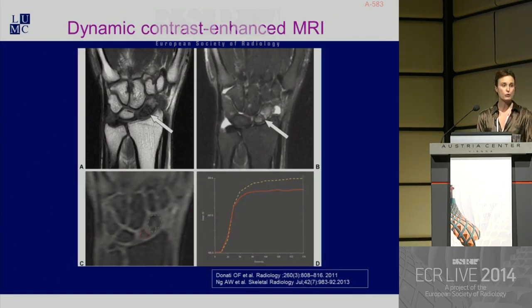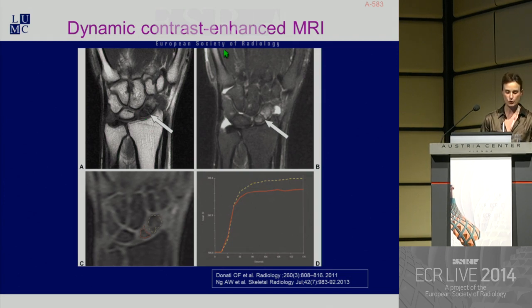But now we have more sophisticated techniques like the dynamic contrast enhanced MRI. In this particular case that I took from one article, you see in the first image that the signal intensity of the proximal pole of the scaphoid is quite low, so that we could think that it is referred to an avascular necrosis of the proximal pole.